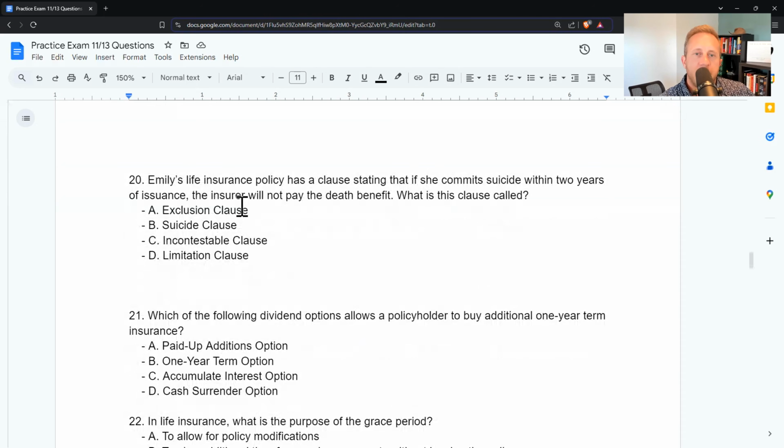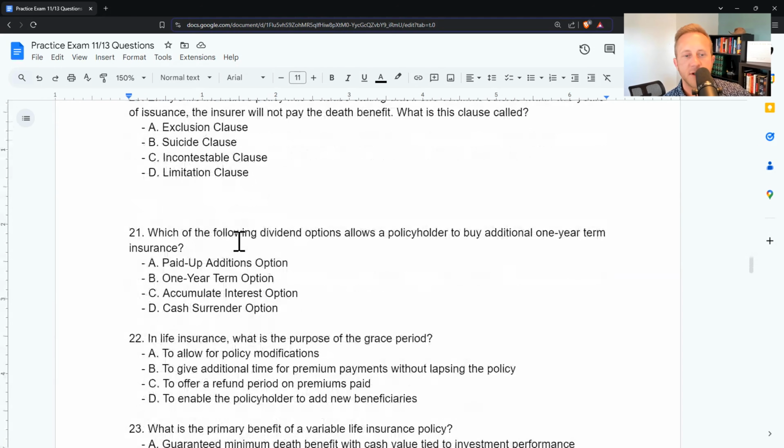Emily's life insurance policy has a clause stating that if she commits suicide within 2 years of issuance, the insurer will not pay the death benefit. What is this clause called? That is the suicide clause. So an exclusion is suicide. If she commits suicide within 2 years of getting the policy, the benefit will not pay out. That's pretty standard on most life insurance policies.